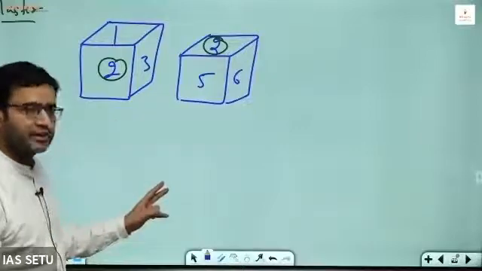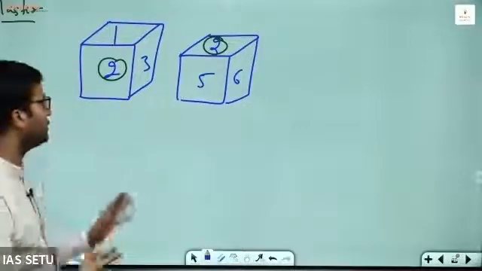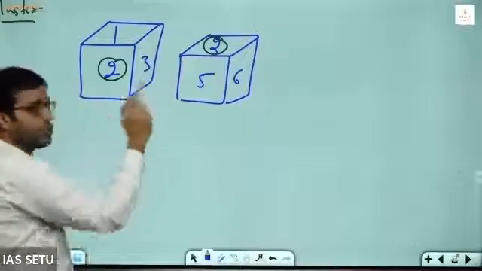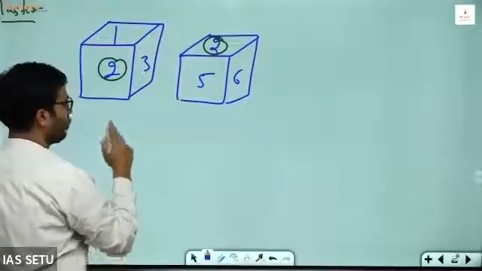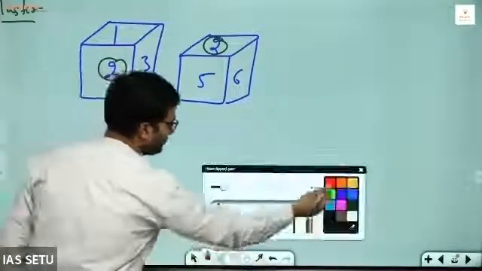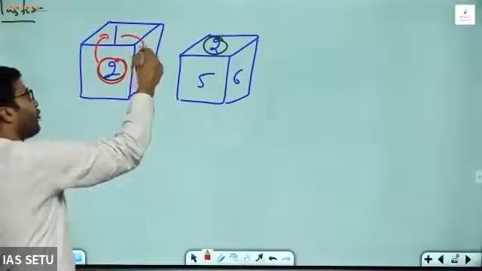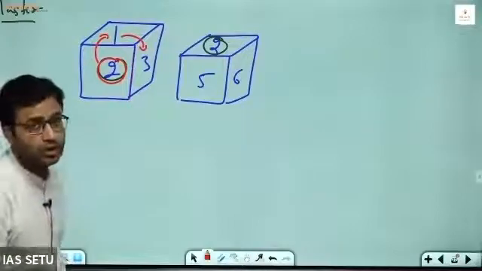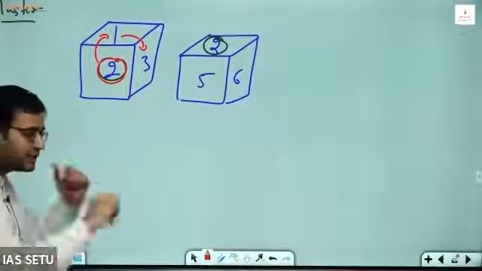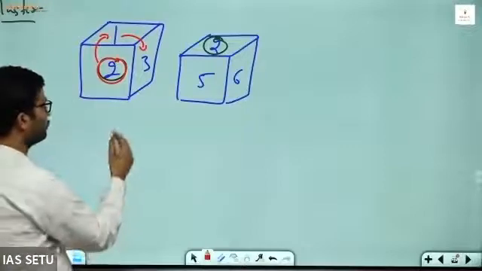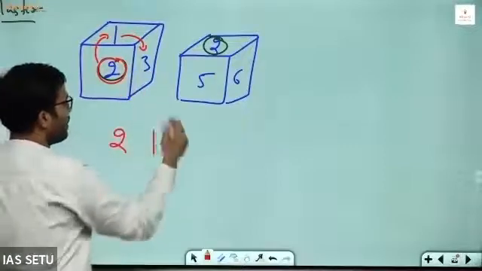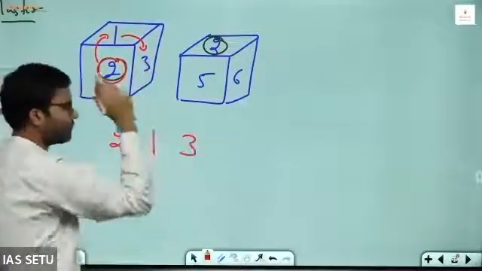Let me take the 2, 3 example. You will understand what the master method is here. Step number 1, what is the common face? 2. So you start from this 2 and you read the numbers in a clockwise direction. No need to rotate, no need to roll. Just read the numbers in clockwise direction. 2, after 2 we get 1, after 1 we get 3. 2, 1, 3.